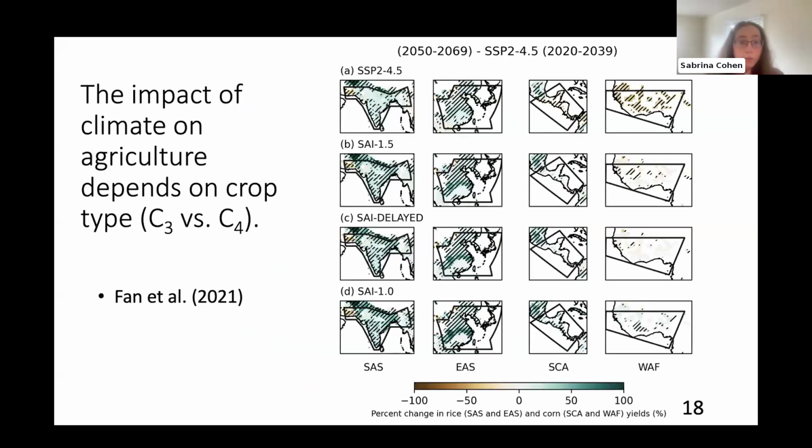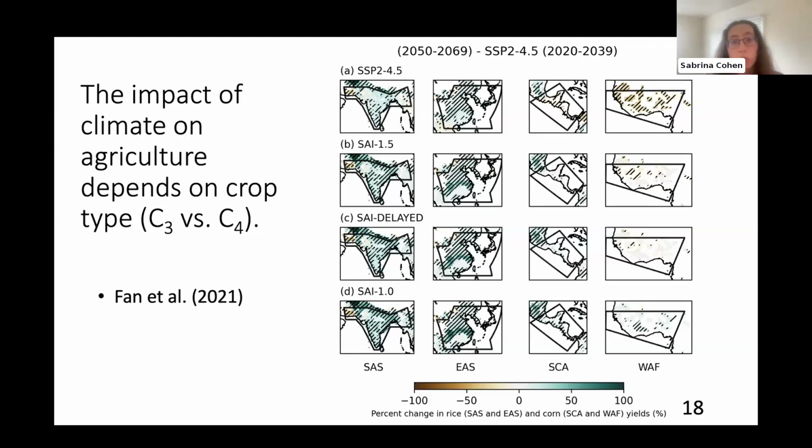All right, so the final factor to understand the impacts on crop productivity in these different regions is the crop type. So we have C3 plants and C4 plants. To those in atmospheric science who are watching this, in a very simple sense, C3 plants open their stomata, the openings on their leaves, more than C4 plants in order to do photosynthesis.